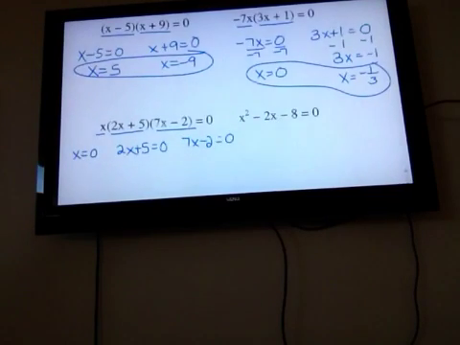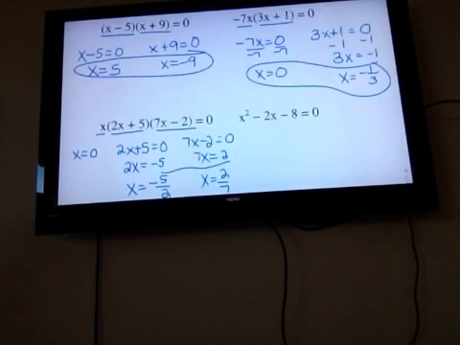For the second one, I'm going to subtract the 5 and then divide by 2. So negative 5 over 2. And then the third one, I'm going to add 2 and divide by 7. So I get 3 solutions.